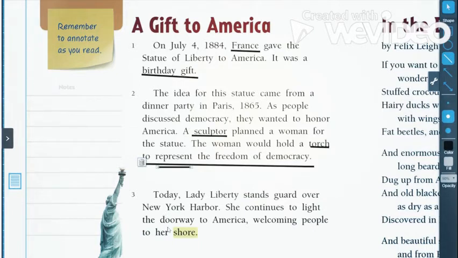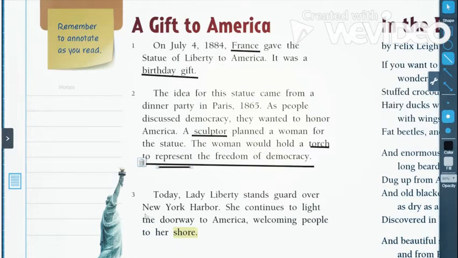For our last question, looking at paragraph 3, how do we look at the Statue of Liberty today? Like, what is its purpose today? So looking at paragraph 3, what do we use the Statue of Liberty for? Let's reread paragraph 3 and see if we can find that detail. It says, today, Lady Liberty stands guard over New York Harbor. That's kind of confusing because it's not a weapon and it's not a soldier, so how does she stand guard? I wonder what they mean by that. She continues to light the doorway to America, welcoming people to her shore.